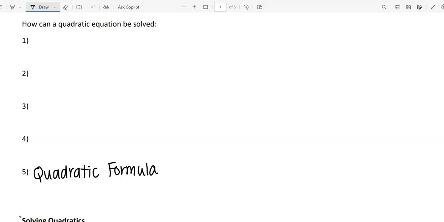What else did we learn? What other methods do we have? Factoring. Let's do number 2, factoring. If you factor it, first step is to get it equal to 0, and then use what? Zero product property. Completing the square, that was after factoring, right? Completing the square.